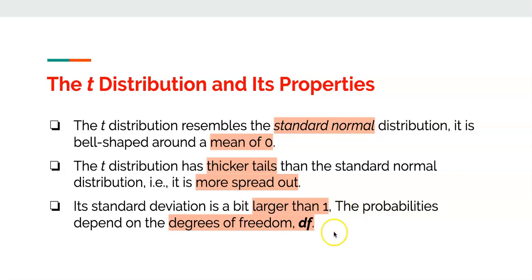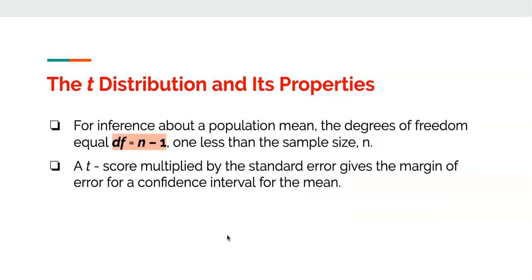The probabilities depend on something called degrees of freedom, and we're going to abbreviate it as DF. And this is how you find the degrees of freedom. You do sample size minus 1. That's what you do. Degrees of freedom is sample size minus 1. For inference about a population mean, here we go. The degrees of freedom equals n minus 1, one less than the sample size of n.